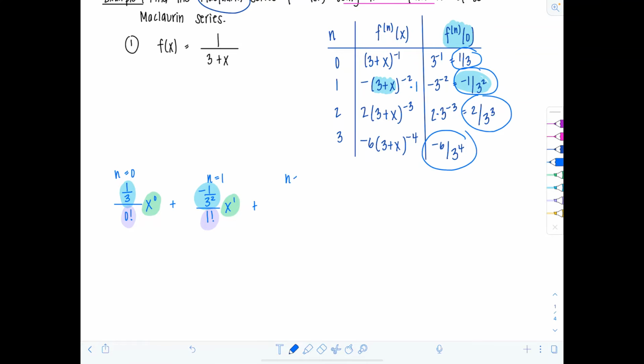Plus, now we're going to work on n equals 2. So I have 2 over 3 cubed over 2 factorial times x squared. So here's 1, the factorial part, and then x raised to the n. Plus, one more, n equals 3. So we've got negative 6 over 3 to the fourth over 3 factorial, x cubed.